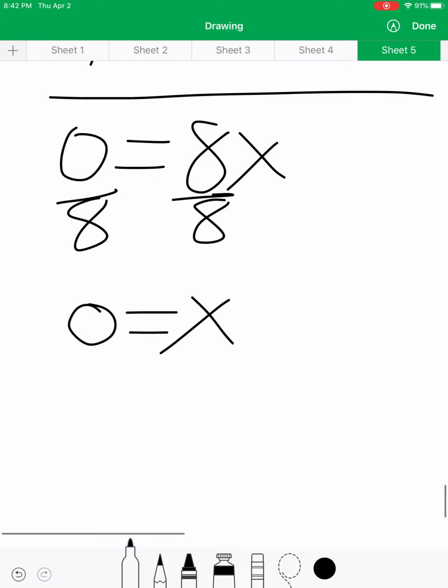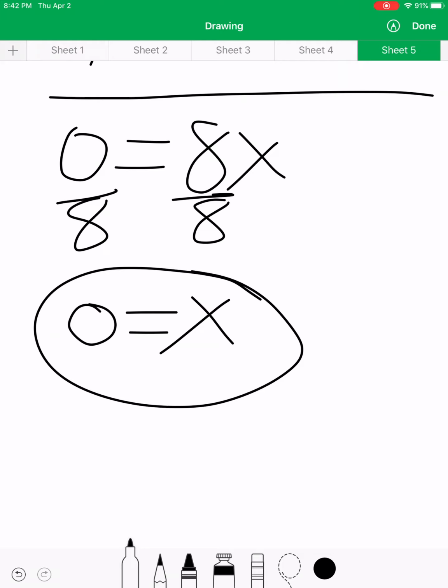All right, it is possible to get the answer of 0. You're not incorrect if that's what you got. So 0 is the correct answer. Take that and plug it back into your original equation, one of them. I'm choosing y equals 5x plus 7.